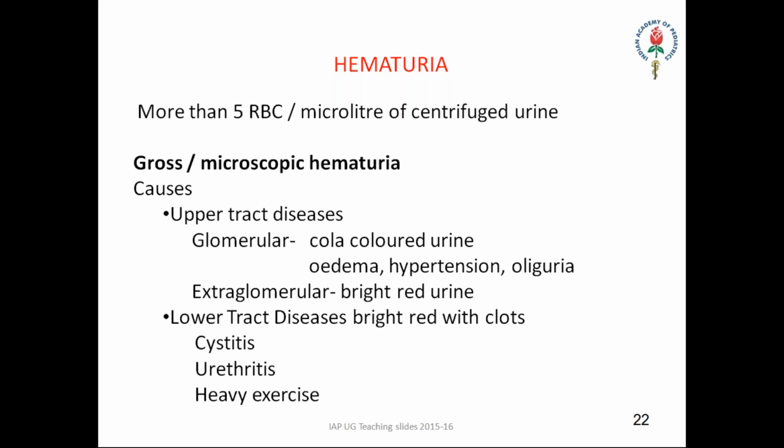The sources can be in the upper tract and lower tract. The upper tract may be glomerular or extraglomerular. In upper tract, glomerular causes include urine infection and so on. In extraglomerular conditions of upper tract diseases, bright red urine is the condition seen. If urine is bright red with clots, then you have to rule out cystitis, urethritis, or any heavy exercise.